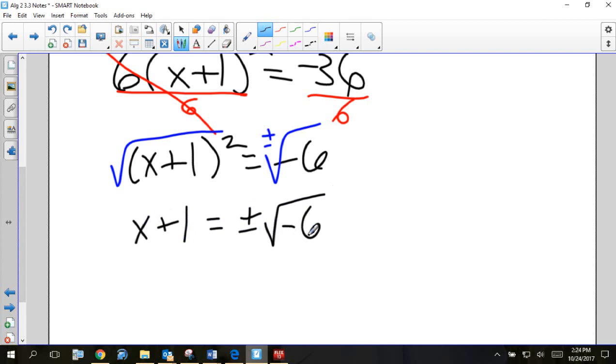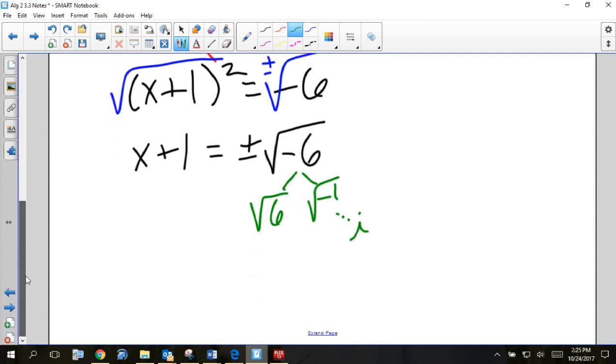Can we square root negative 6? Can we break it down? You're right. How? Ellie, how can I break it down? I and the square root of 6. Square root of negative 1. Yeah, square root of 6 and square root of negative 1, and that negative 1 becomes the i. Square root of 6 does not have a perfect square. Nothing comes out of it, so I leave it as a radical.